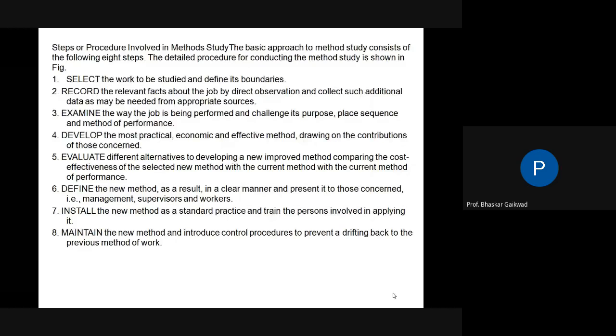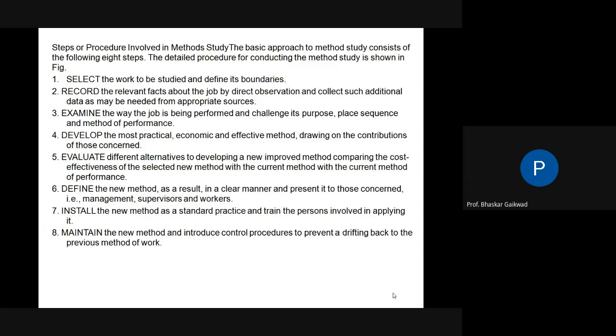After that, install the method, and you can show how this is different from the present methods. If the workers, supervisors and top management feel that the installed method is definitely better than the present methods, then you can go for maintaining the recently developed method. Okay, so this is the procedure.